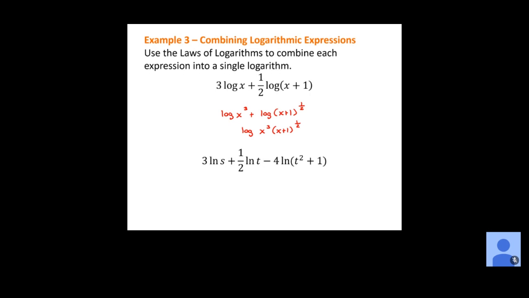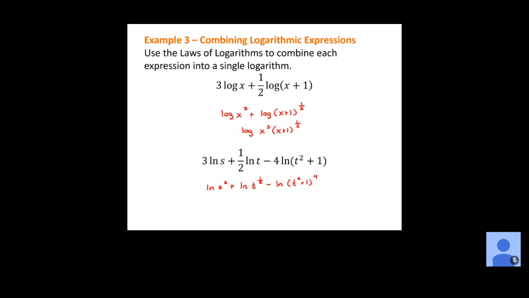All right, same thing with the next one. The first thing we want to do is take care of those exponents. We're going to move the 3 into the exponent first. That'll give us the natural log of s to the 3rd. Plus, we can move this 1/2 to the exponent. It's going to give us natural log of t to the 1/2. Then we have minus. This 4 right here can get moved into the exponent. Again, we have a grouping symbol, so the 4 goes on the outside of that. So natural log t squared plus 1 to the 4th power.